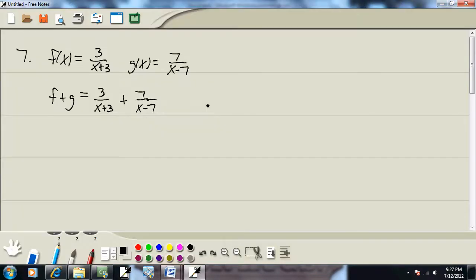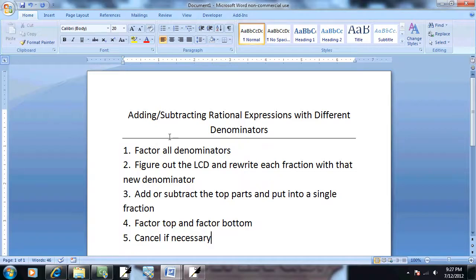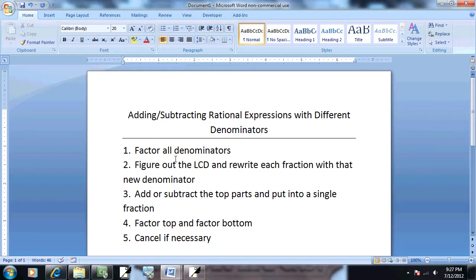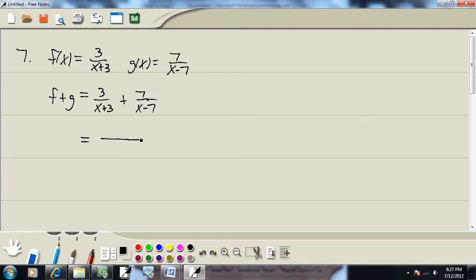So let's go through these steps with this problem. Okay, first step, factor all your denominators. Well, x plus 3 and x minus 7 we can't do anything with. Like I said, this is a pretty simple one. Step 2, figure out the least common denominator and rewrite each fraction with that new denominator. How we do that is we go with each factor. I'll start with the first one, x plus 3, and I'm looking for the greatest number of x plus 3's in any single denominator. I've got 1 here, I've got none here. So the greatest number of x plus 3's in a single denominator is 1.